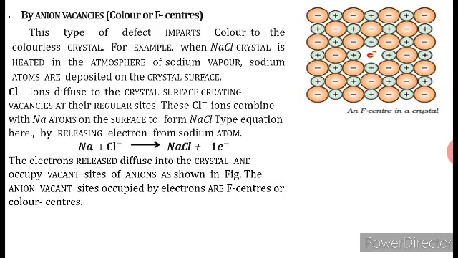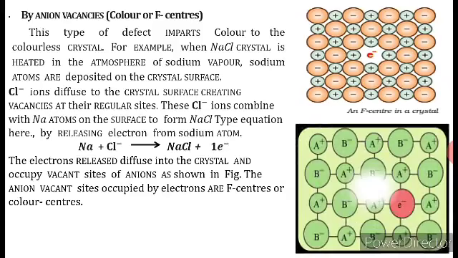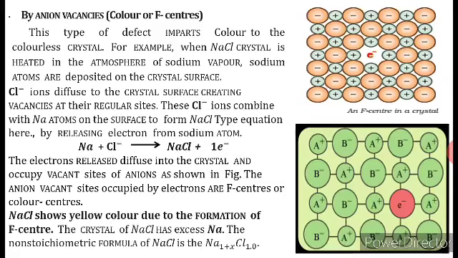So the ratio is not 1:1. The number of cations is greater than the number of anions. So the ratio between cation and anion is not 1:1, but it is 1 plus x is to 1, meaning some extra cations are present over there. So the ratio is Na 1 plus x is to Cl 1, that is 1 plus x is to 1, cation 1 plus x, anion 1.